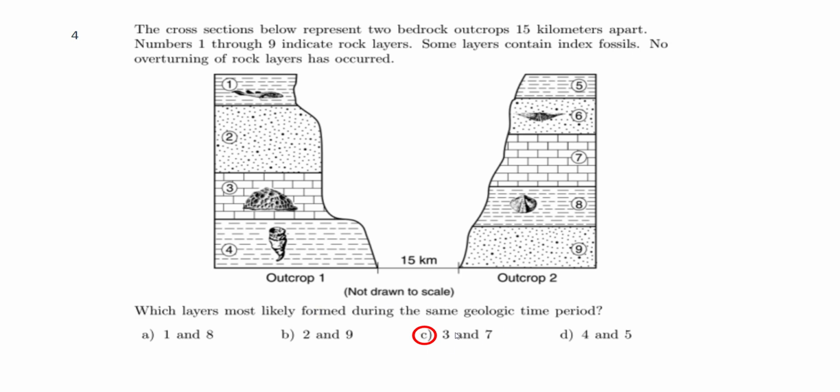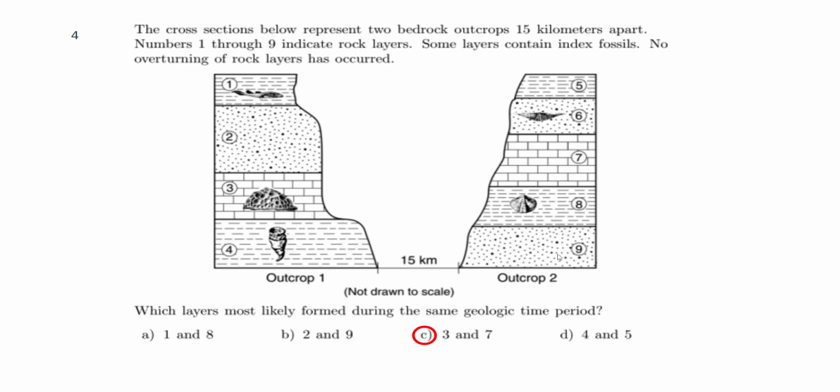So the correct answer is 3 and 7. And with these questions, I always suggest starting from the bottom and finding the sequence of rocks and how the sequences match between the different outcrops from the bottom to the top. So if I start with 4 and 9, I see that they don't match, but 4 and 8 match. 3 and 7 match, 2 and 6 match, and 1 and 5 match.